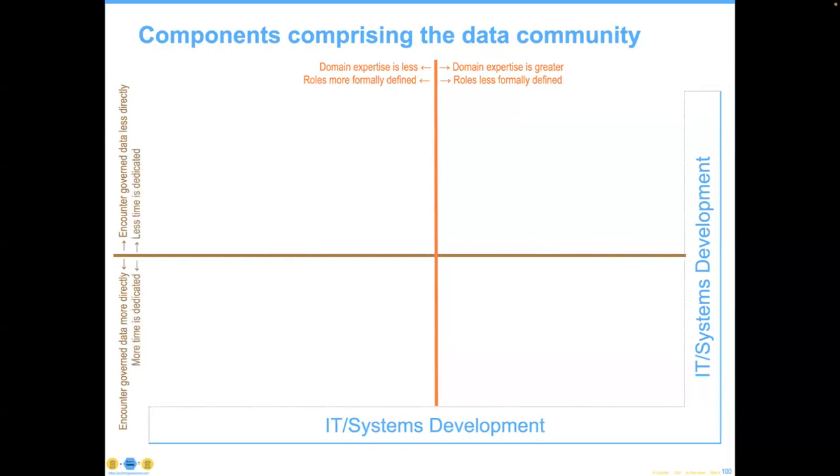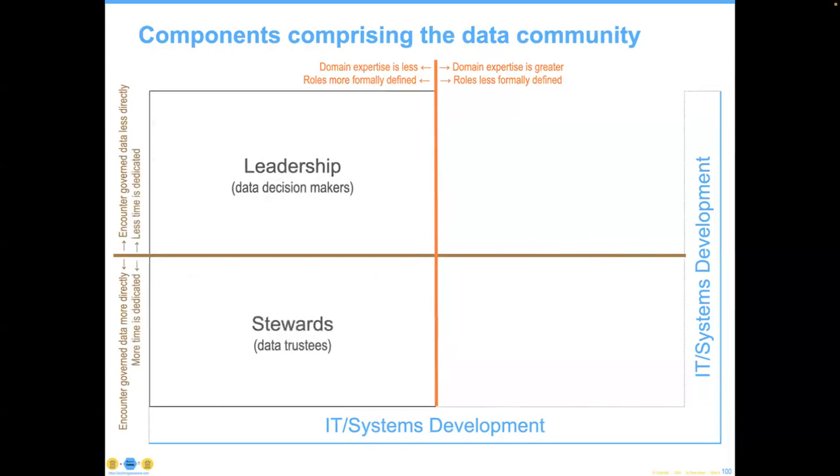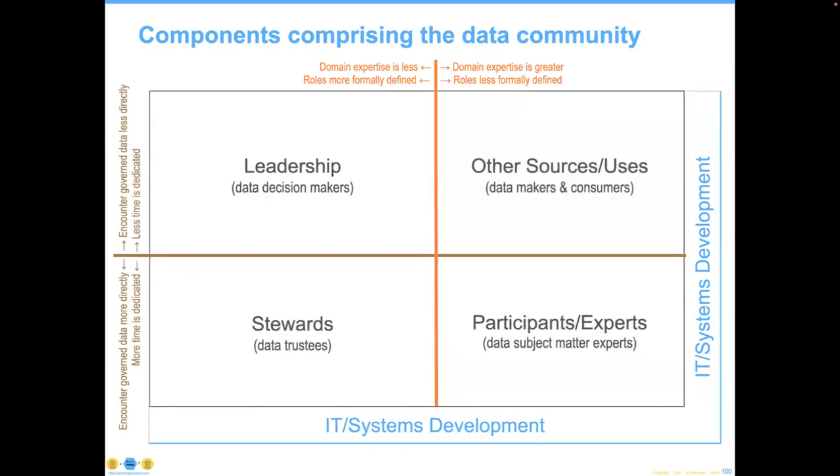I said it was a four quadrant. So we have the orange piece and the brown piece. The brown one shows that the things on the bottom half encounter governed data more directly and that more time of theirs is dedicated to the topic of data governance, as opposed to the top half, which encounter the data that's governed less directly and less time is dedicated to those individuals. Okay, so everybody's got the four quadrants that are there.